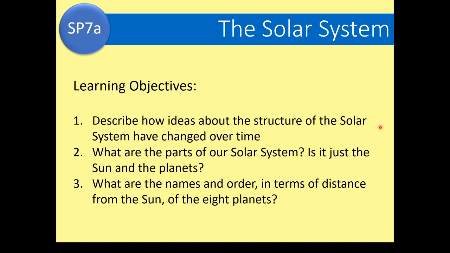Is it just the sun and planets? And what are the names and the order in terms of the distance from the sun of the 8 planets in our solar system?